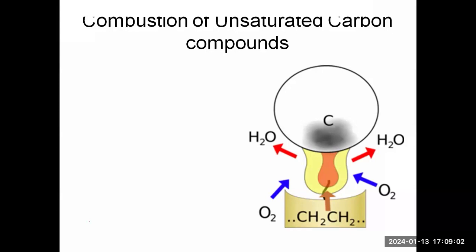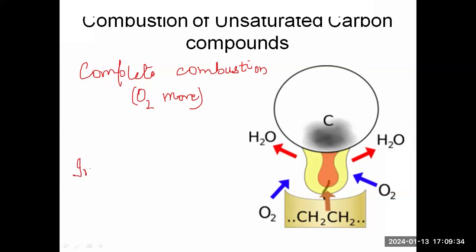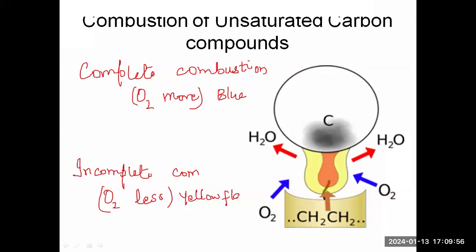There are two types of combustion. Let me write here on screen. There are two types of combustion, complete and incomplete. In complete combustion, the presence of oxygen is more. Complete combustion. Here the availability of oxygen is more. Incomplete combustion. The availability of oxygen is less. So complete will give you blue flame and incomplete will give you yellow flame. Here you will not have any soot in complete combustion, but incomplete combustion gives you sooty flame.